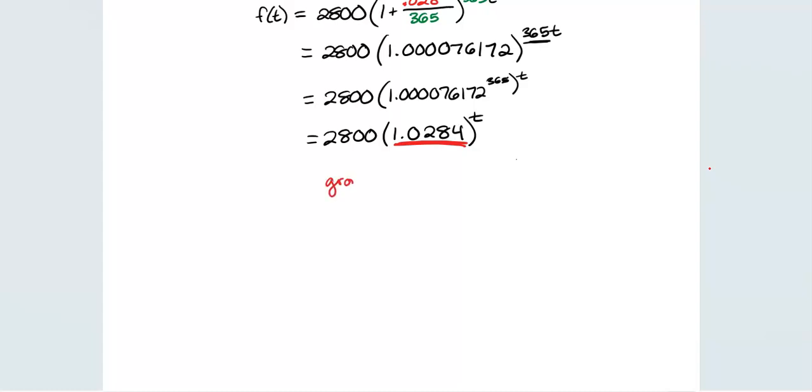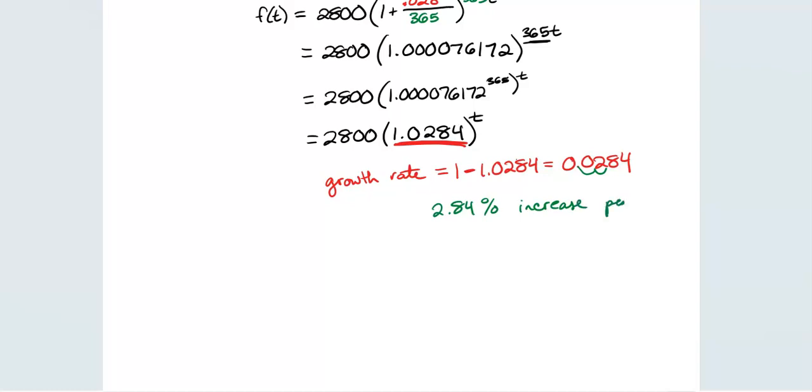So the growth rate, when it's greater than 1, is the number minus 1, which makes this 0.0284. That's as a decimal. If they want it as a percentage, then we need to turn the decimal into a percentage. To do that, we take our decimal place and move it to the right 2 spaces. So this is a 2.84% increase per year. And that's the other part of the answer.